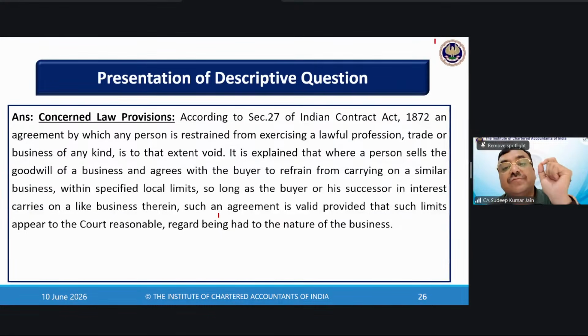But in case of sale of goodwill, the buyer can make the restriction on the seller to do the same business, similar business in that particular area or particular time limit. And same thing for partnership agreement. If any partner is going from the firm, he can be restrained from doing the same business.